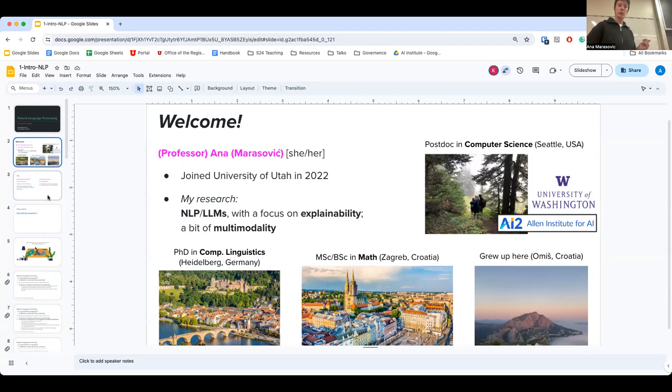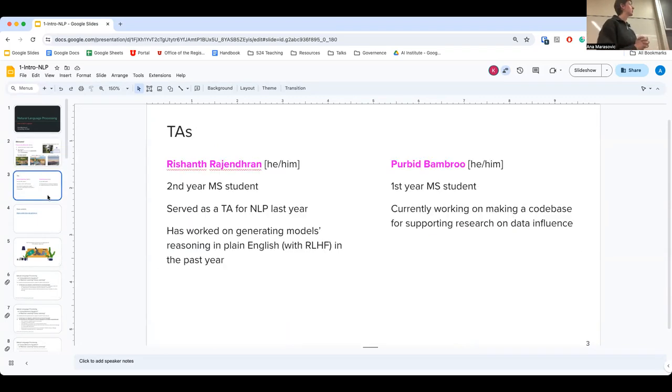We have also two teaching assistants in this course, Rishan and Purbit. I don't know whether they are here. If you are, can you raise your hand? Not yet. They will usually be here. So Rishan is a second year master's student. He served as a TA for NLP last year, so he has also very extensive knowledge of NLP.